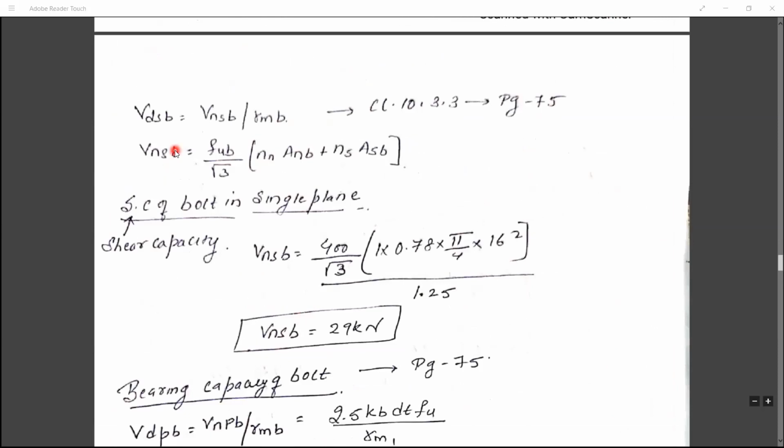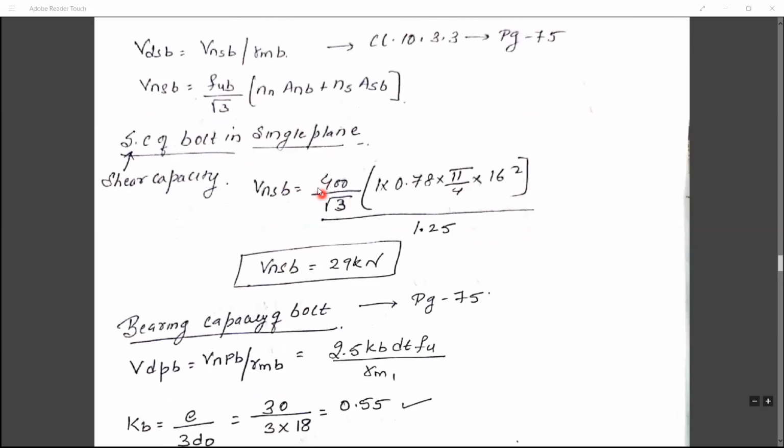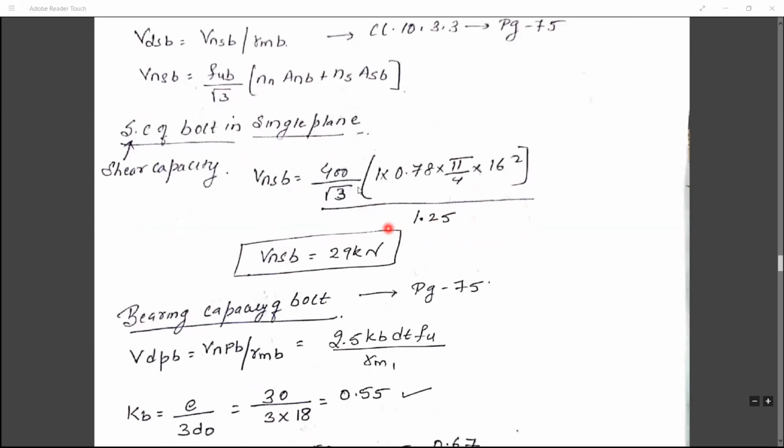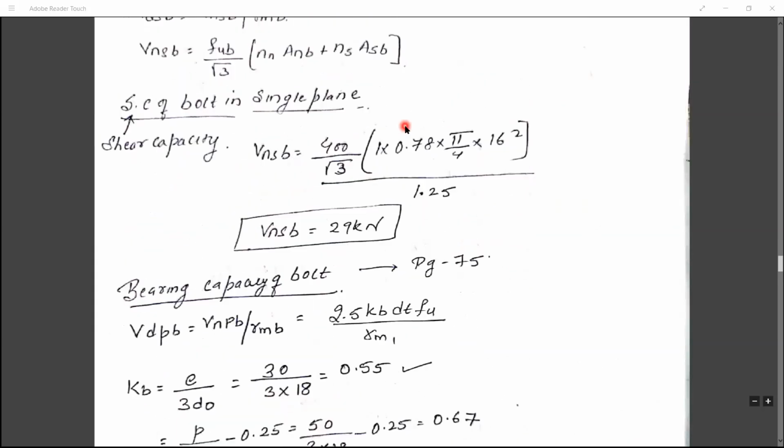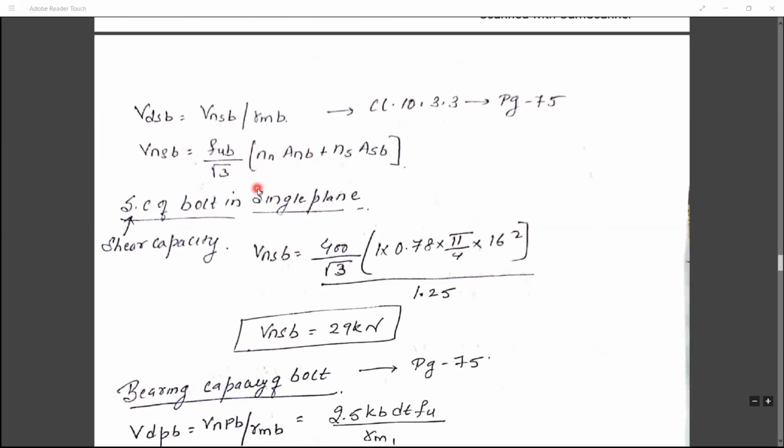So then with respect to the page number 5, go to the design shear of bolt. There you will find this value Vnsb by gamma mb. So Vnsb will be fub by root 3 (nn Anb plus ns Asb). So when you go through this formula, fub is nothing but 4 into 100, that is 400, by root 3 into 1 into 0.78 into pi by 4 into 16 square. So from the previous problems you are solving this. I hope that you can now justify how these values are coming here, because we are assuming that the bolt is failing at the threaded section only.